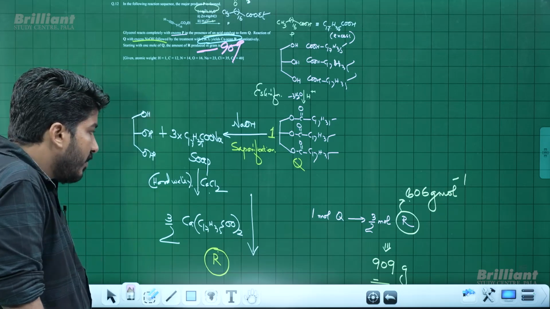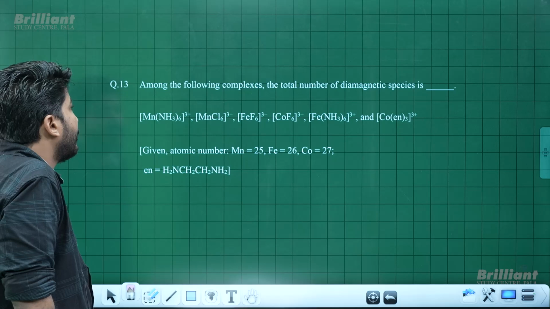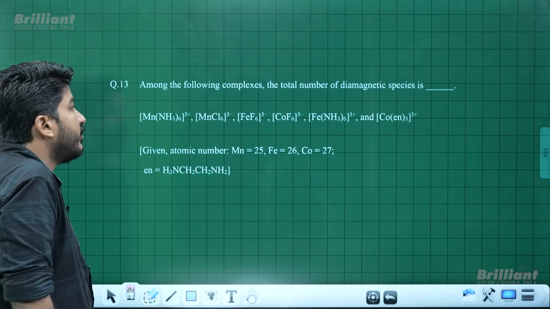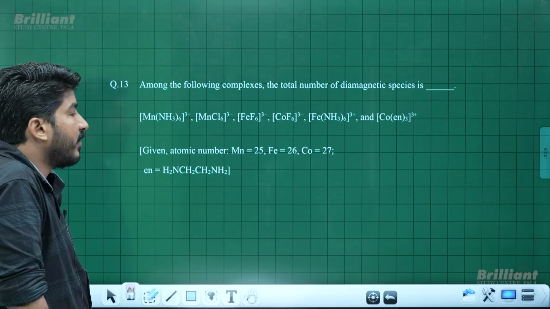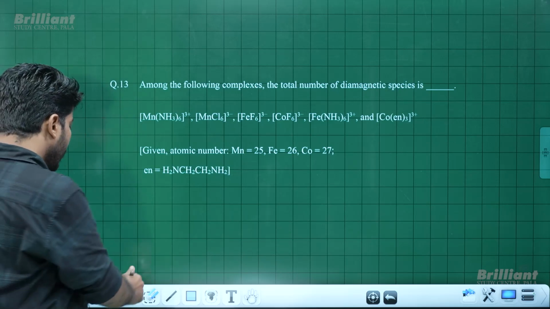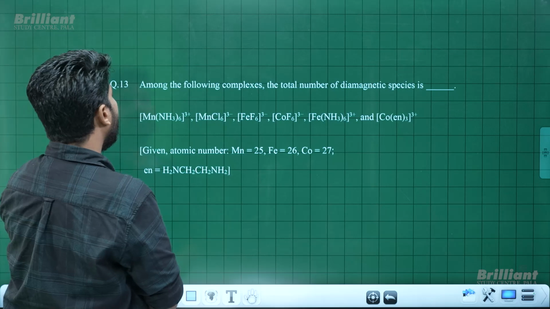Now let's see one more numerical question we have in this particular third section. That was again from coordination compounds. Among the following, we need to find out the total number of diamagnetic complexes. So let's easily check how many diamagnetic ones are present here.